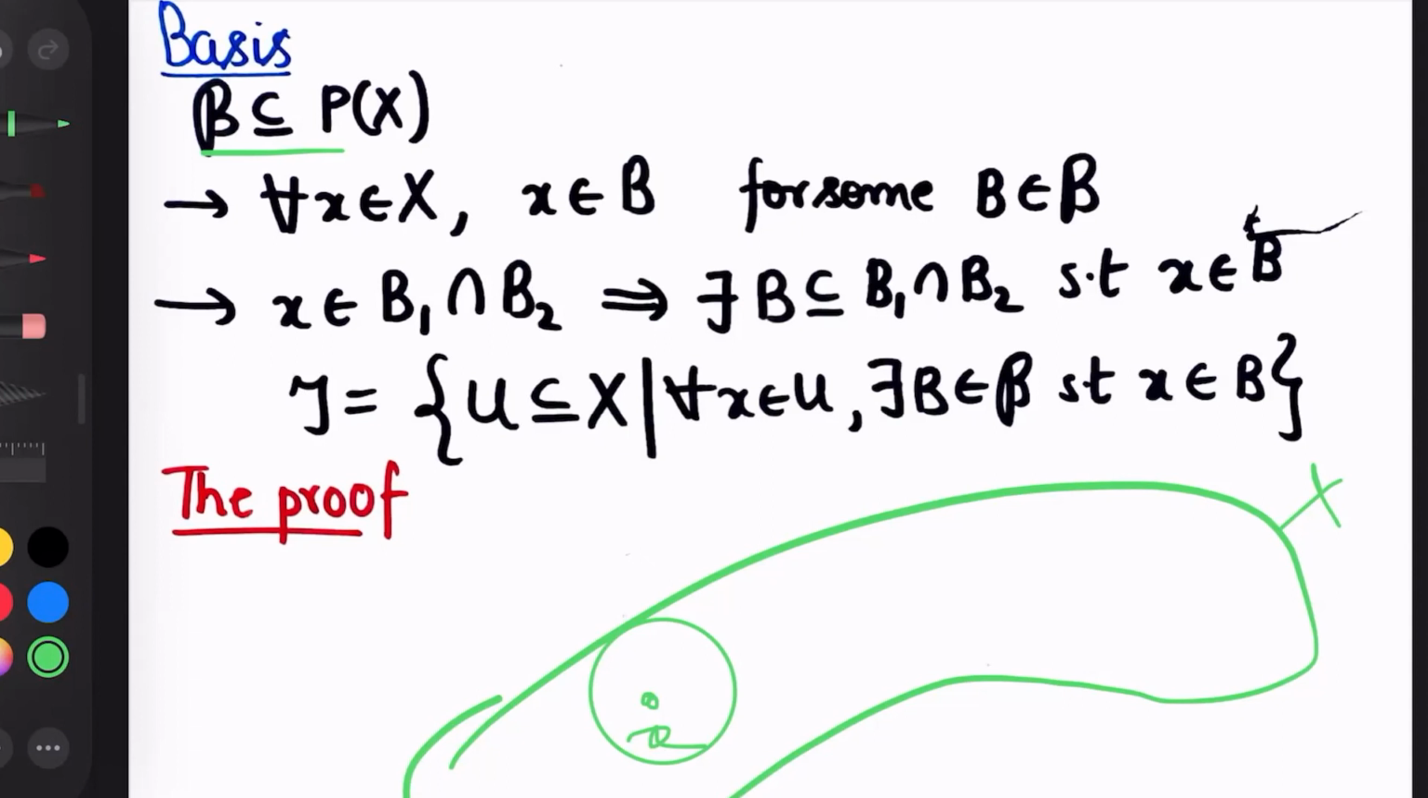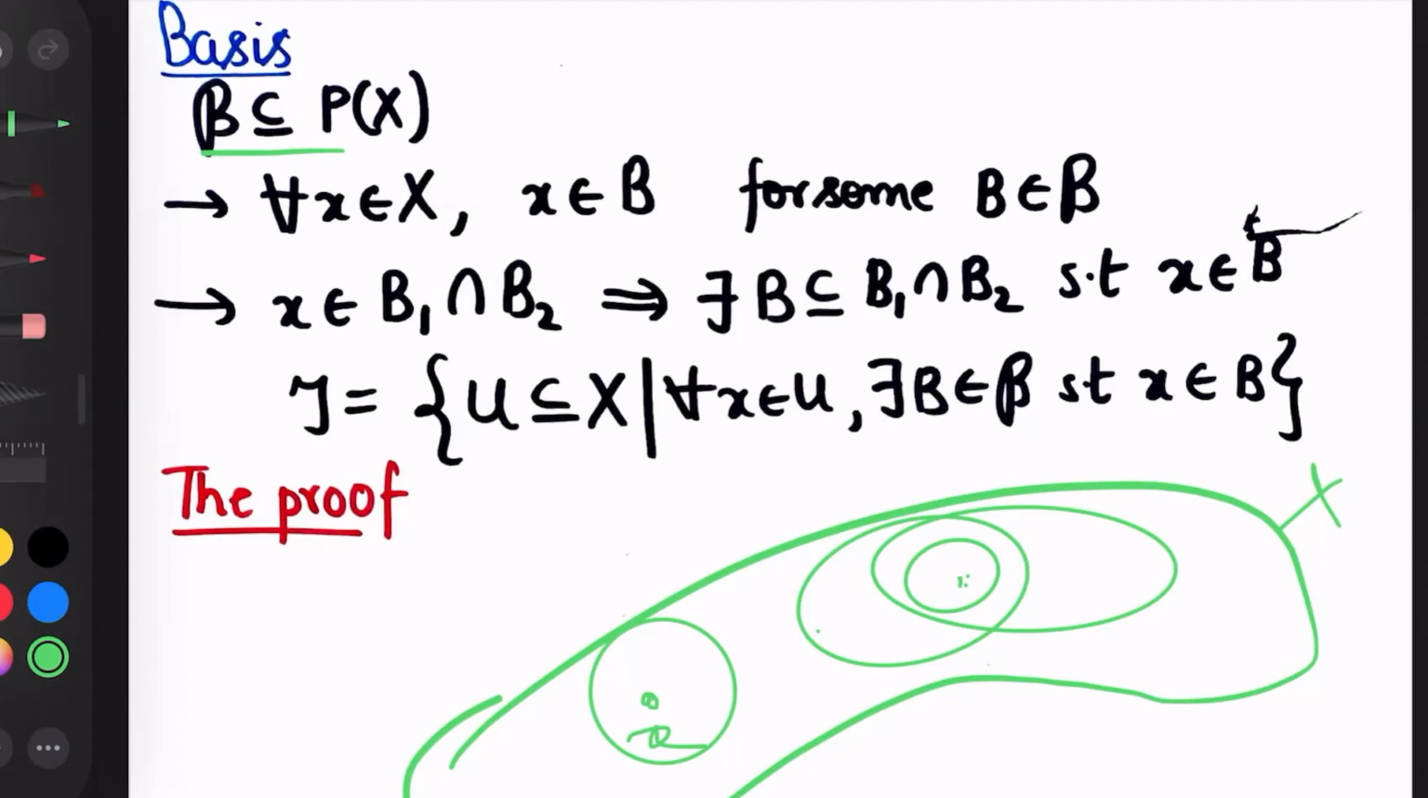The other property is that if you have some point x which belongs to two basis elements, let's say b1 and b2, then you should be able to find a third basis element which is contained inside both of these basis elements. So if this was my first basis element covering the point x, and this is my second basis element covering the point x, so x belongs to both, I should be able to find a third basis element which is contained in the intersection of both of them.